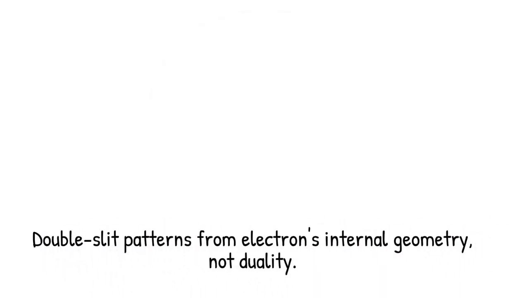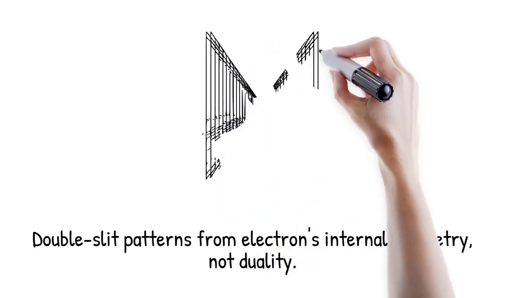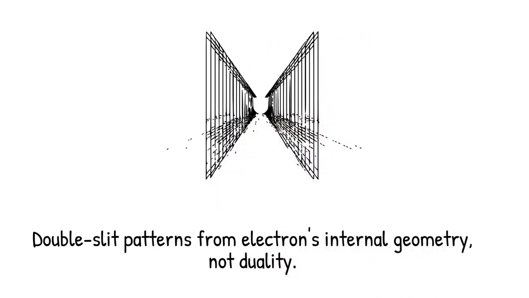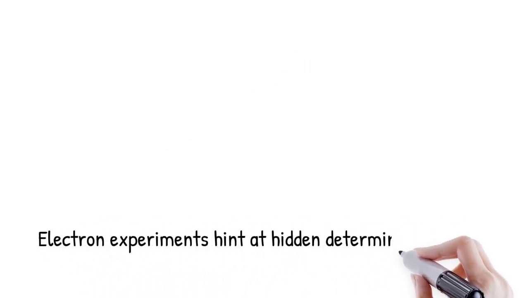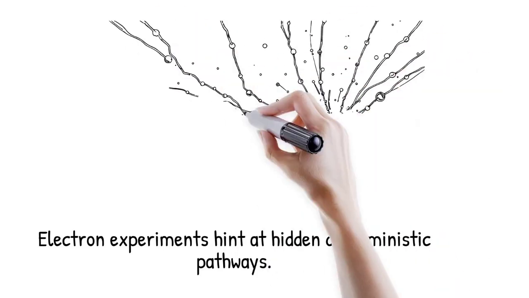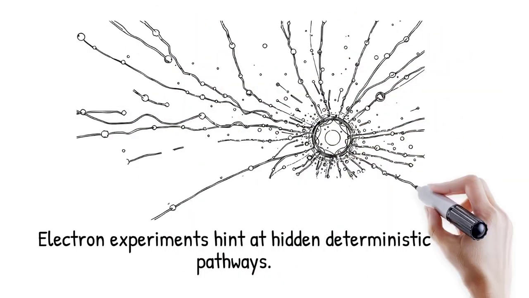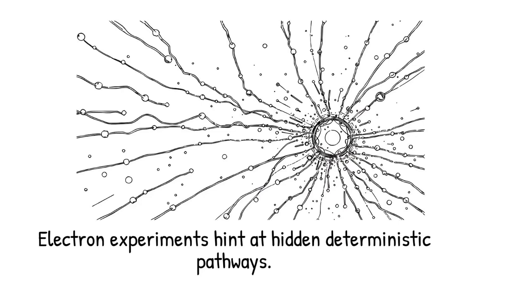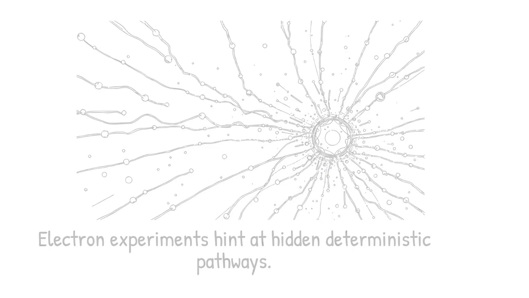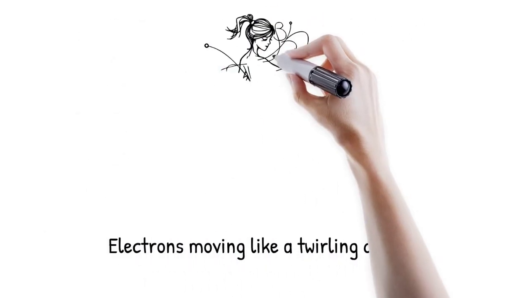This idea bridges quantum behavior with classical motion through geometric dynamics. Such models challenge the Copenhagen interpretation and point toward deeper substructure in particle behavior. In electron interference experiments, single particles produce fringe patterns, even when fired one at a time, hinting at hidden deterministic pathways. It's like a dancer twirling while walking forward. The path may look smeared or wave-like, but it results from intricate movement.